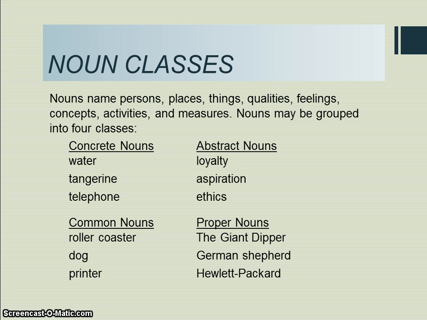The other 2 are common nouns and proper nouns. Common nouns are just simple things that are nouns. They give the example here of roller coaster, dog, and printer. Proper nouns are names. So your name and my name are both proper nouns, and then you'll notice that the Giant Dipper, the German Shepherd, Hewlett-Packard, those are all proper nouns.